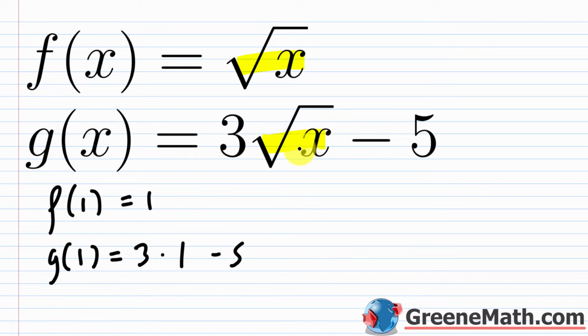That's what I'm going to end up with if I plug in there. So I would just follow the order of operations. Multiply by 3 first. That's going to give me 3, and then subtract away 5 second. So 3 minus 5, that's going to be -2. So that's how you get that point, 1, -2.